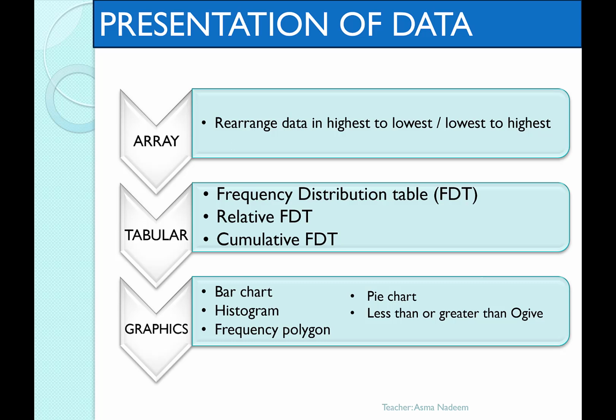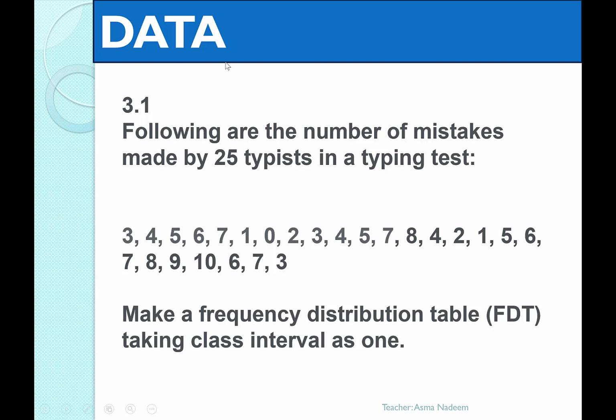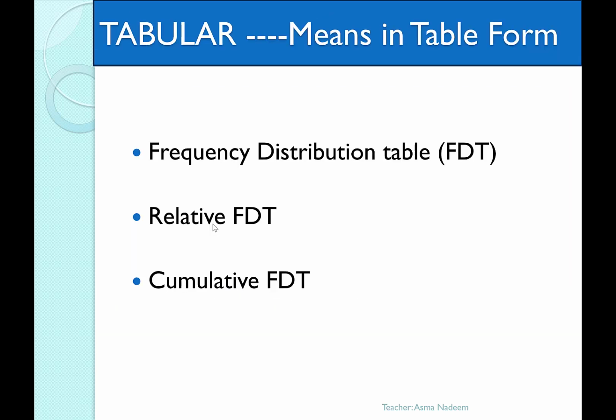For example, we have a few values, so we can easily sort them. But if the number of values is vast, a very huge data, then we go for a tabular form or graphic form to present the data. So basically, this is exercise 3.1 of chapter 2. What we are going to learn in this chapter is how to present data in a tabular form by making a frequency distribution table, which is called FDT in short. Tabular means in a table form.